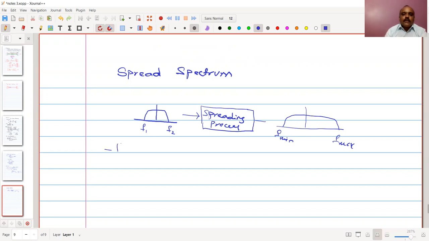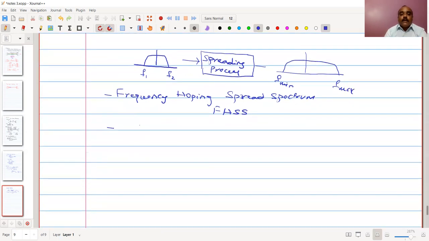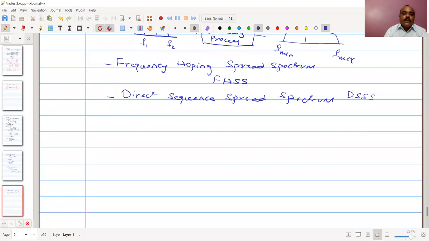So there are two techniques that can be done. The first one is called frequency hopping spread spectrum, known as FHSS. And there is one more spread spectrum technique called direct sequence spread spectrum, or DSS. Right? So let us see one after the other.